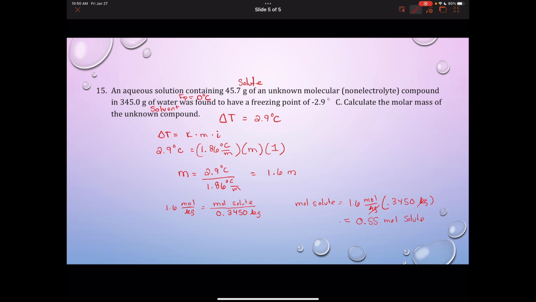So now determining my molar mass. It's going to be my mass of my solute, 45.7 grams, divided by the moles of my solute, 0.55 moles. So we get a molar mass of about 83 grams per mole.